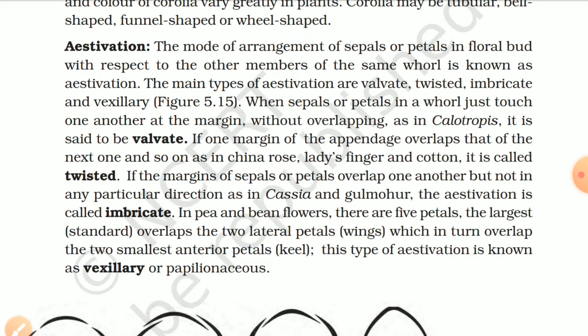If one margin of the appendages overlaps that of the next one, and so on, as in China rose, ladyfinger, and cotton, it is called twisted. If the margins of the sepals or petals overlap one another but not in any particular direction, as in cassia and gulmohar, the aestivation is called imbricate. In pea and bean flowers, there are 5 petals. The largest, standard, overlaps the 2 lateral petals, wings, which in turn overlap the 2 smallest anterior petals, keel. This type of aestivation is known as vexillary or papilionaceous.